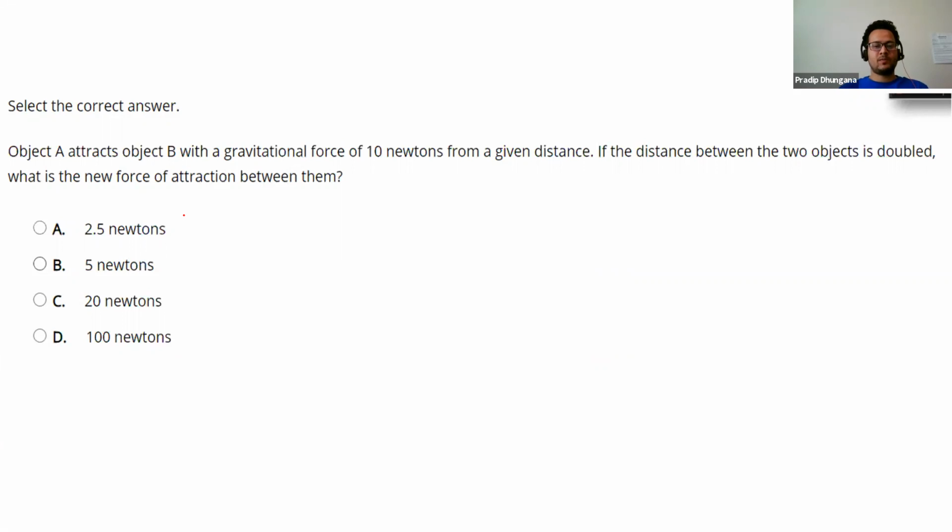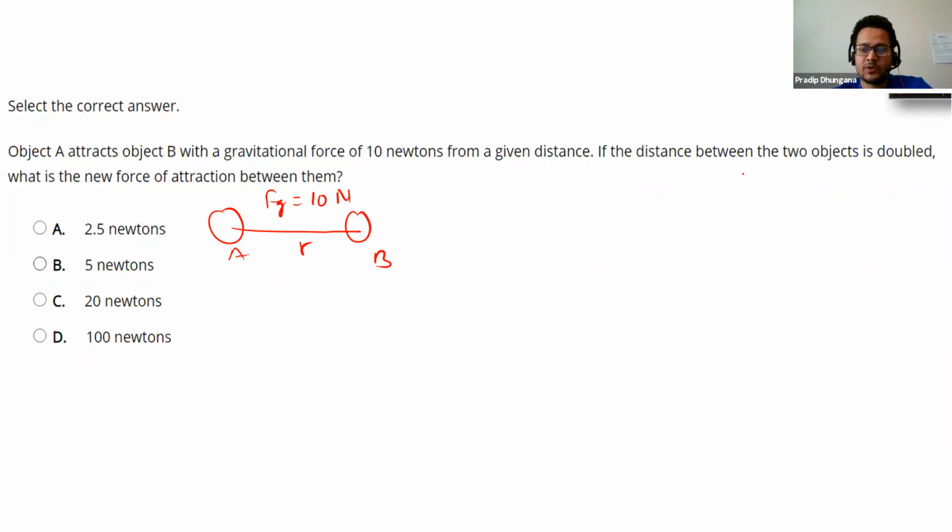So let me read this problem, and then I'll give you some time to work on it. Object A attracts object B with a gravitational force of 10 newtons from a given distance. So let me make that diagram. This is object A, object B. Distance is, let us suppose, r. And then force of gravity Fg is your 10 newtons here.